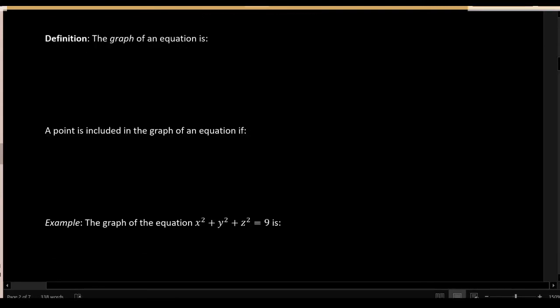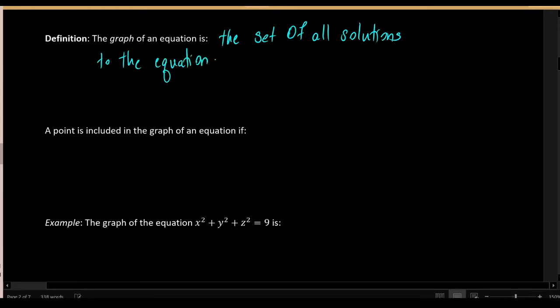Now let's recall from yesterday that just in general, the graph of an equation is a visual representation of the set of solutions to the equation. The graph is the set of all solutions to the equation, which is all the pairs or triples of numbers that can be plugged into the equation, resulting in a true statement. So a point is included on a graph if it makes the equation true.